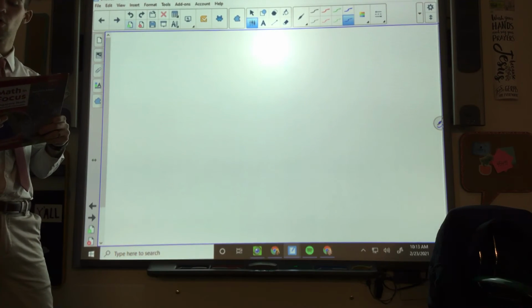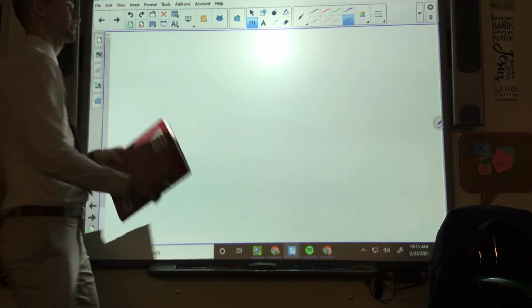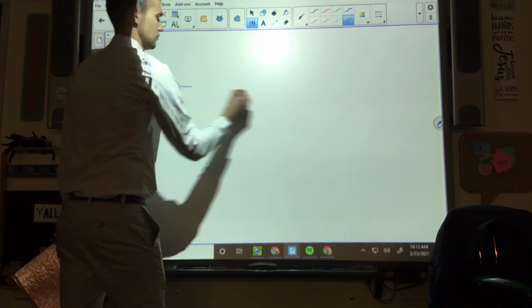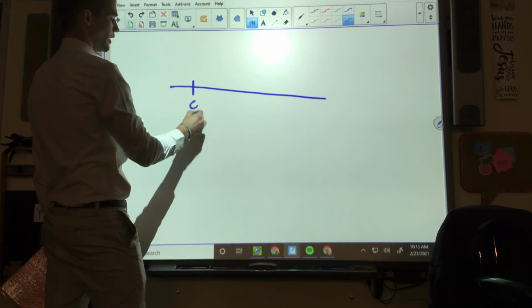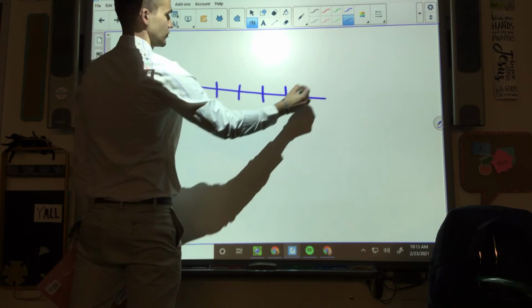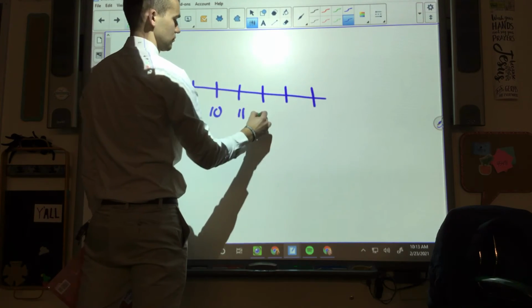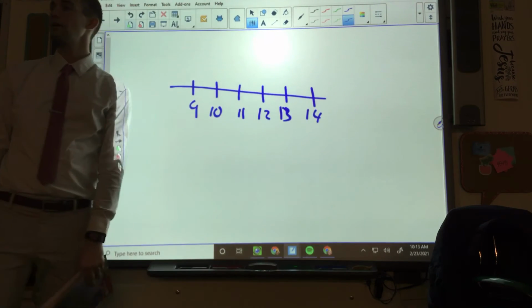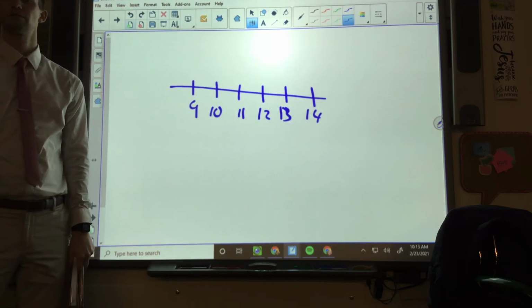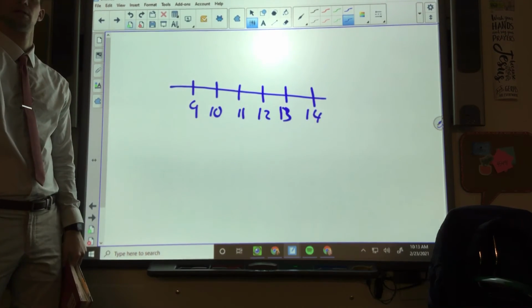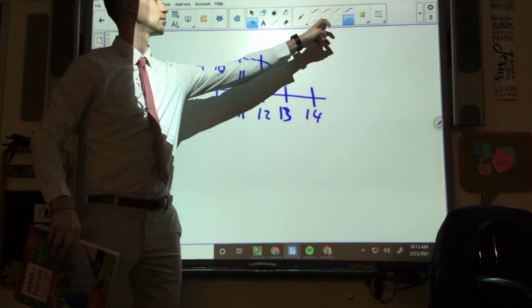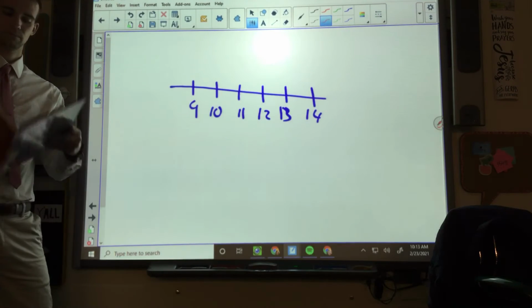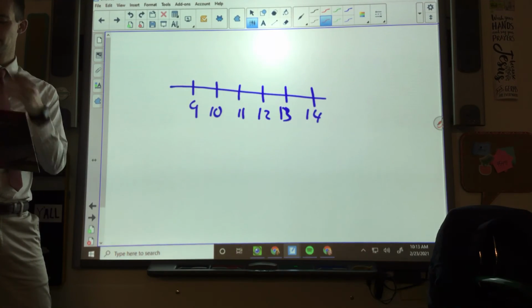Number 2, whole numbers that are greater than 9 but less than 14. So 9, 10, 11, 12, 13, 14. Okay, positive whole numbers greater than 9, less than 14. Got it? Hey, good job. Caught it with 2 hands.